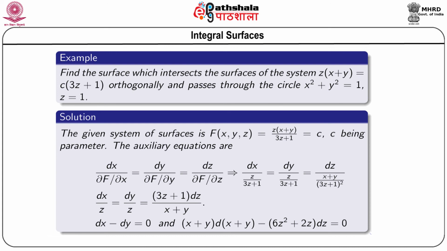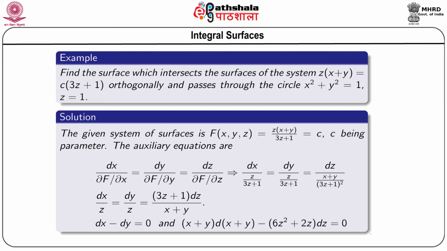So, let us first try to find the system of orthogonal surfaces. For that, the given system of surfaces can be written in this form: f(x, y, z). If we divide the left hand side by 3z + 1, we obtain f(x, y, z) = z(x + y)/(3z + 1) = c, where c is the parameter. So, if we vary the parameter c, we will get a system of surfaces.